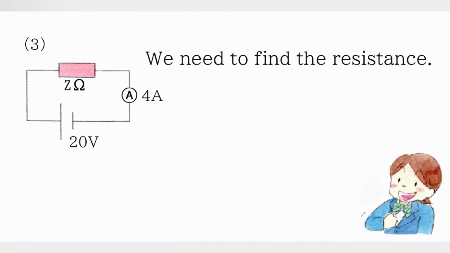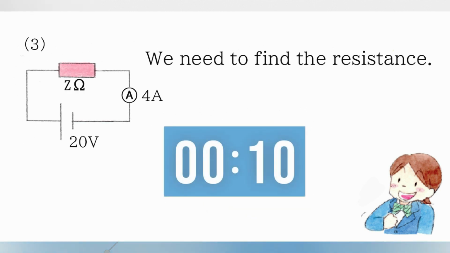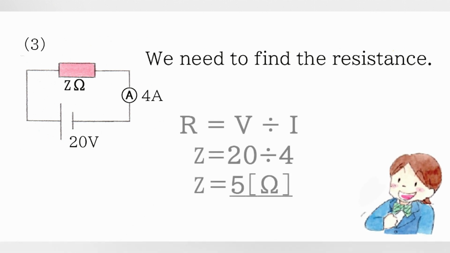We need to find the resistance. R equals V divided by I, Z equals 20 divided by 4, Z equals 5 ohms.